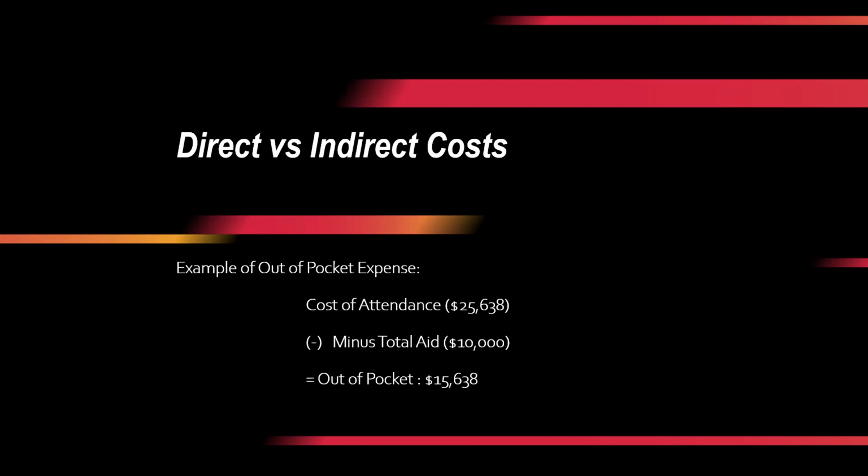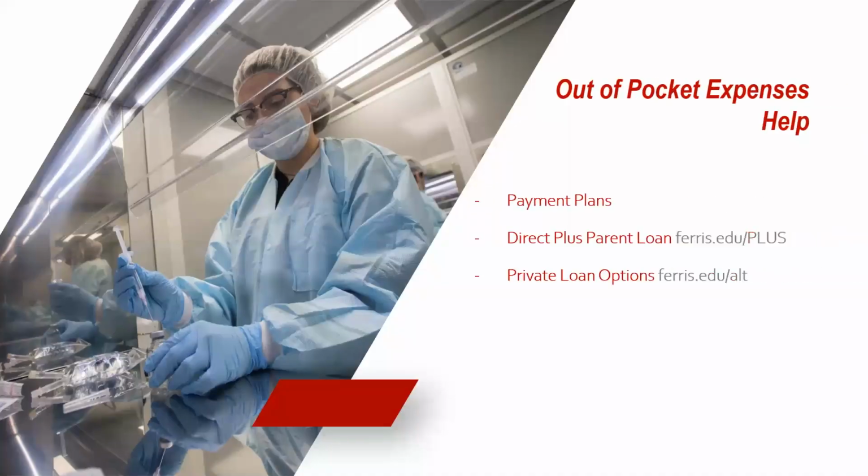When you take your estimated cost of attendance and subtract your total aid, you get your out-of-pocket expense. In this example, $25,638 minus your aid package of $10,000 would equal an out-of-pocket expense of $15,638. There are several different options you have to cover that out-of-pocket expense.